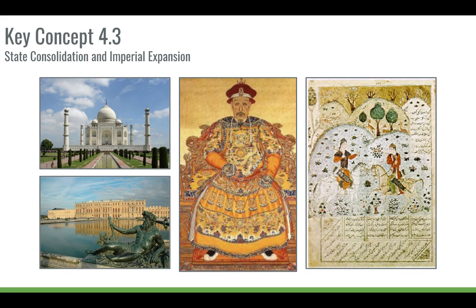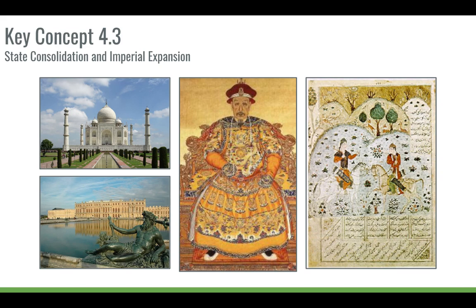Rulers use a variety of methods to try to legitimize and consolidate their power. One thing they did was use religious ideas, art, and monumental architecture to legitimize their rule. We see this in art, for example, the creation of Ottoman miniature paintings, which you see there on the far right, or in the middle, Qing imperial portraits. Art that is created to glorify the state.